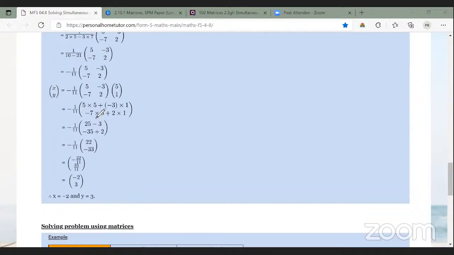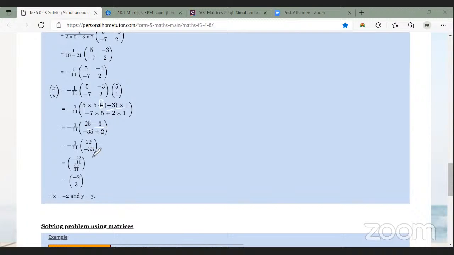All right. So once you solve that, 5 times 5, you get 25. And then -3 times 1, you get -3. And because it's plus here, and negative positive, you get negative. So that's why it's 25 minus 3. And then here, -7 times 5, you get -35, plus 2 times 1, you get 2. So when you solve it, 25 minus 3, you get 22. And -35 plus 2, you'll get -33.